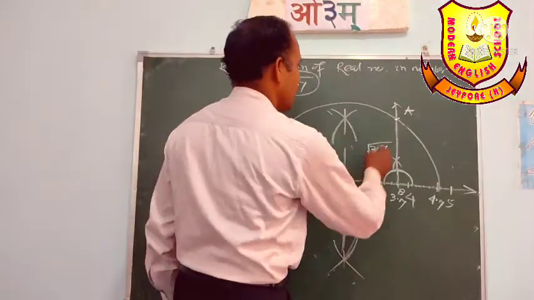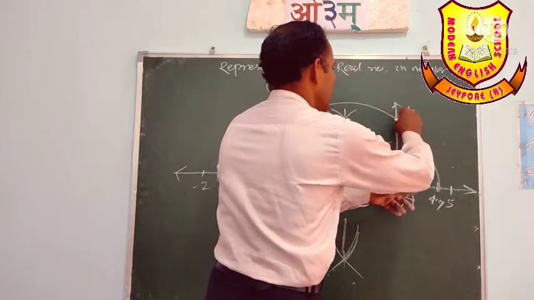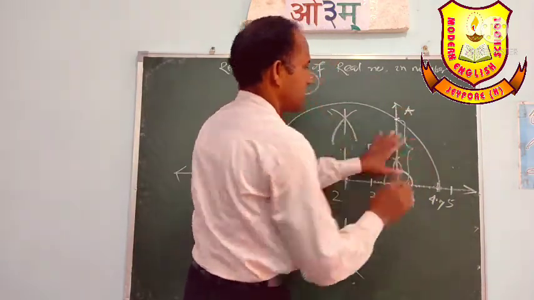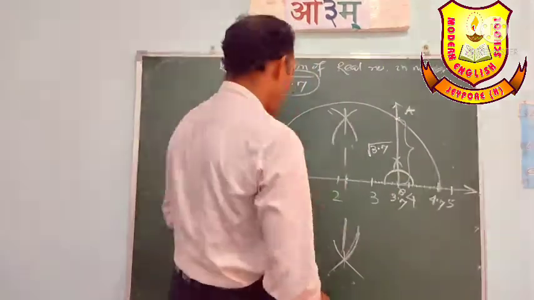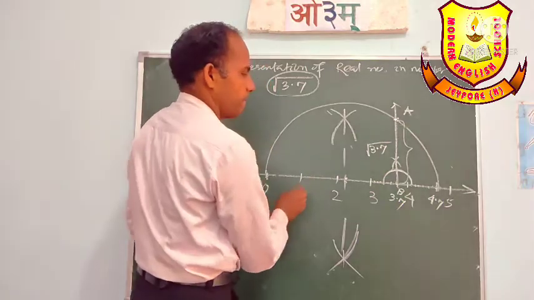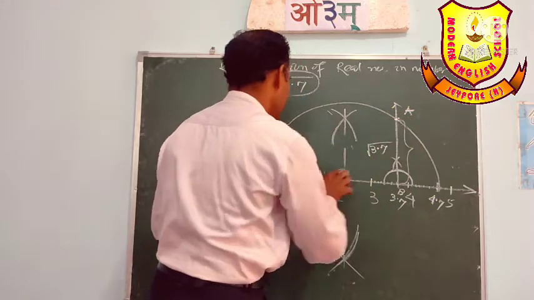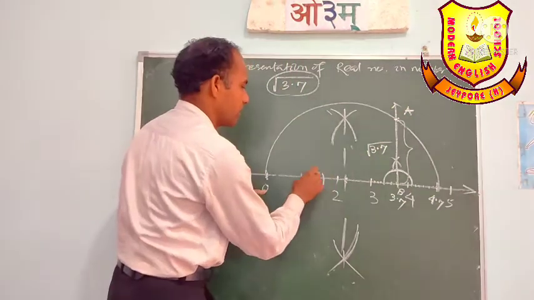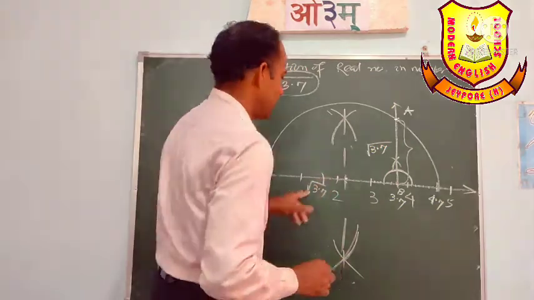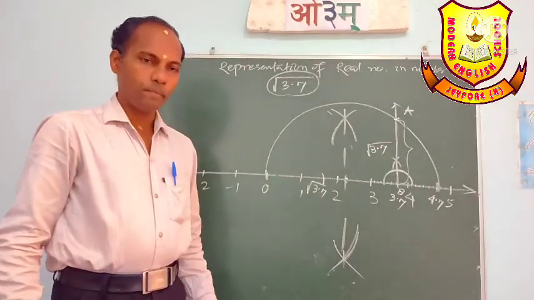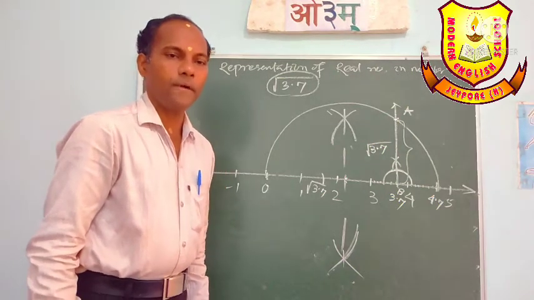Okay, so you have to take this length, how much it is, this much, that much, with the help of a compass or divider, and you will cut from here. It will come here. This length, how much it is, that much you will take and cut with the arc from here. This one is root over 3.7. That is shown on the number line. Am I clear?